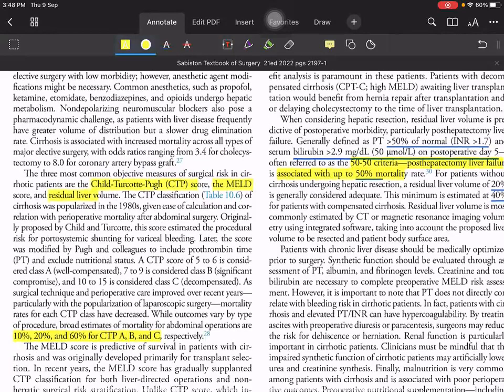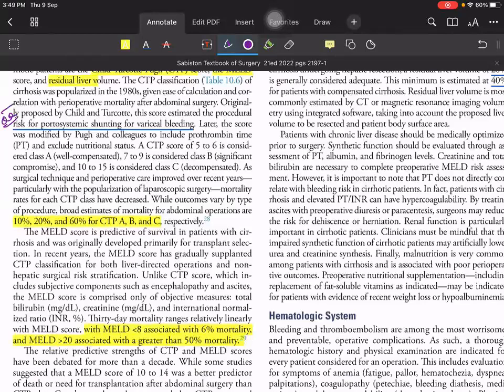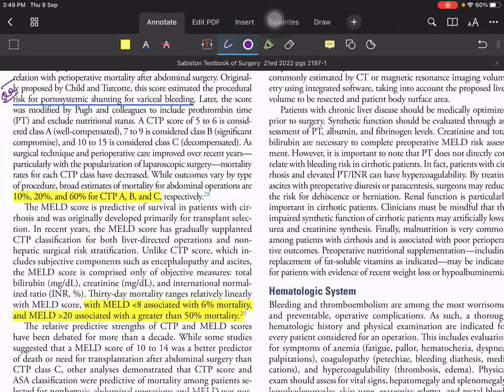And the CTP, what is the CTP Child-Pugh score? Initially, the Child-Pugh score was identified to assess the risk of post-shunting bleeding for variceal bleeding. It's already been asked in MCQs. Why was MELD discovered initially? Anyone could say for what purpose? Outcome of TIPS, TIPS success. Very good. So MELD was for TIPS.